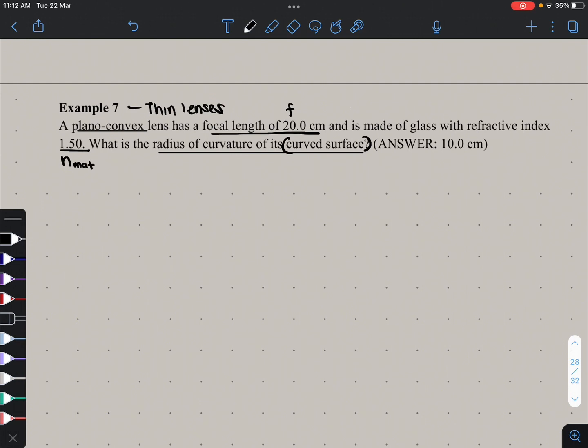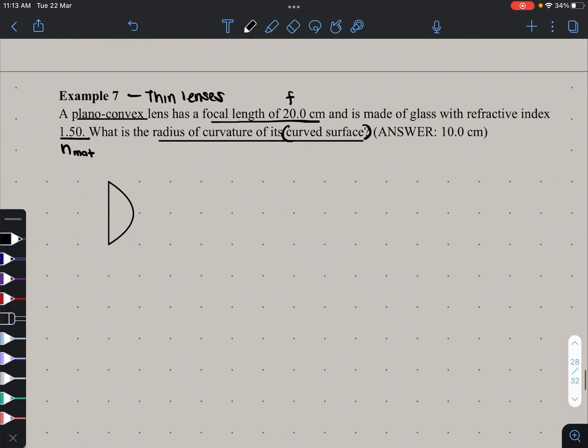So for plano-convex, we have a flat surface and also a curved surface. This is our plano-convex lens. The question asks us to find the radius of the curved surface, so we only want to know the radius of this surface.